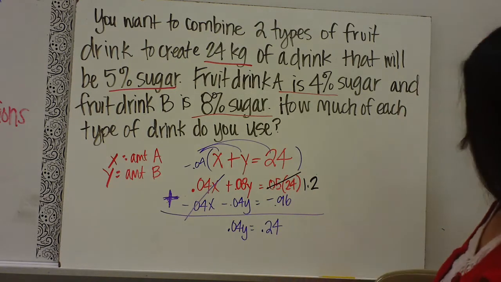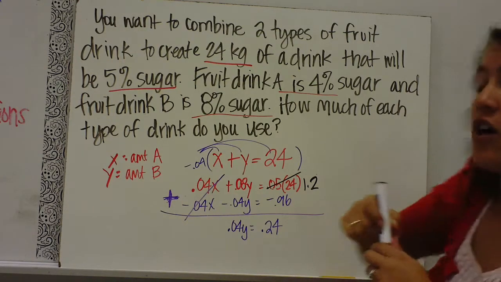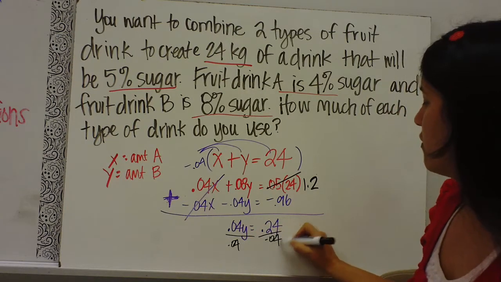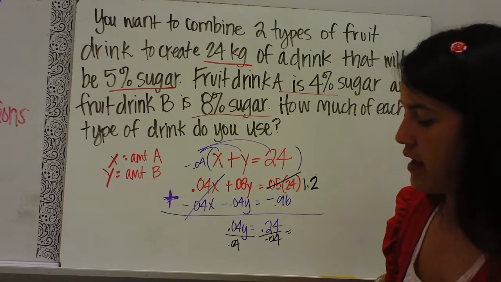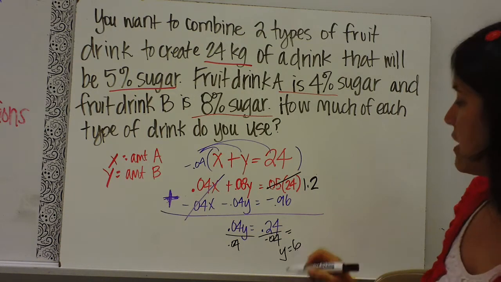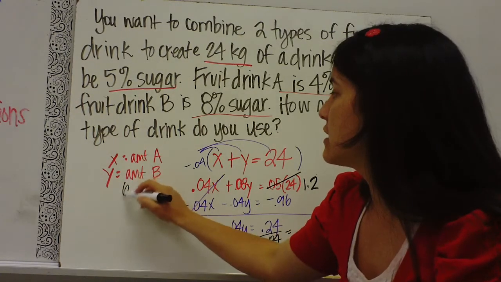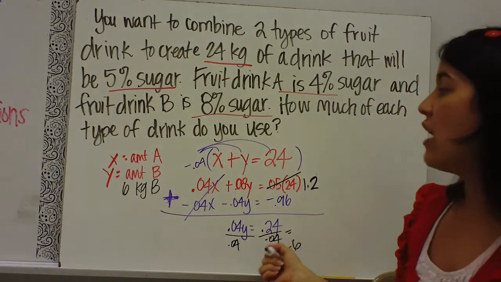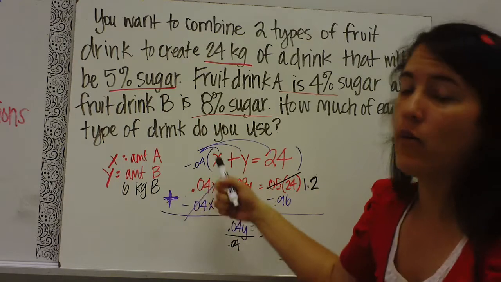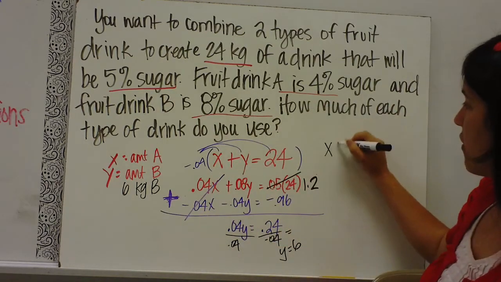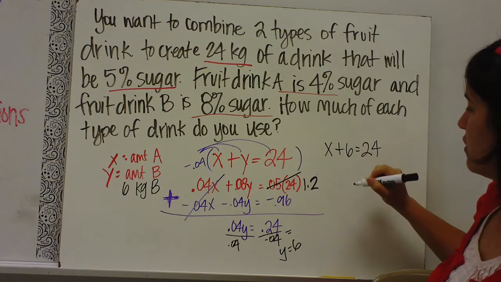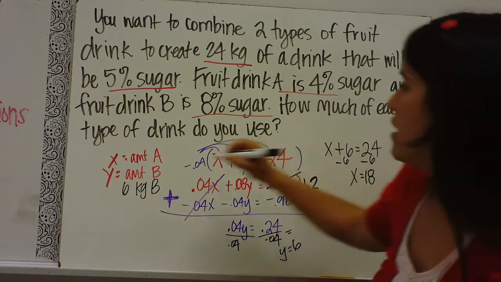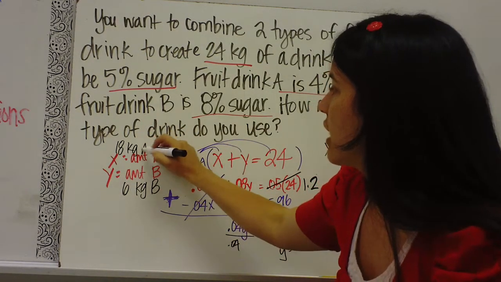So I haven't done anything new or different. All I've done is solve my system of equations by elimination. We have to divide both sides by 0.04, and y equals 6. That means I'm using 6 kilograms of drink B. I also need to go back and find my x value. So I'm going to plug it in here. x plus 6 equals 24. Subtract 6 from both sides, and x equals 18. So that means I want to use 18 kilograms of drink A.